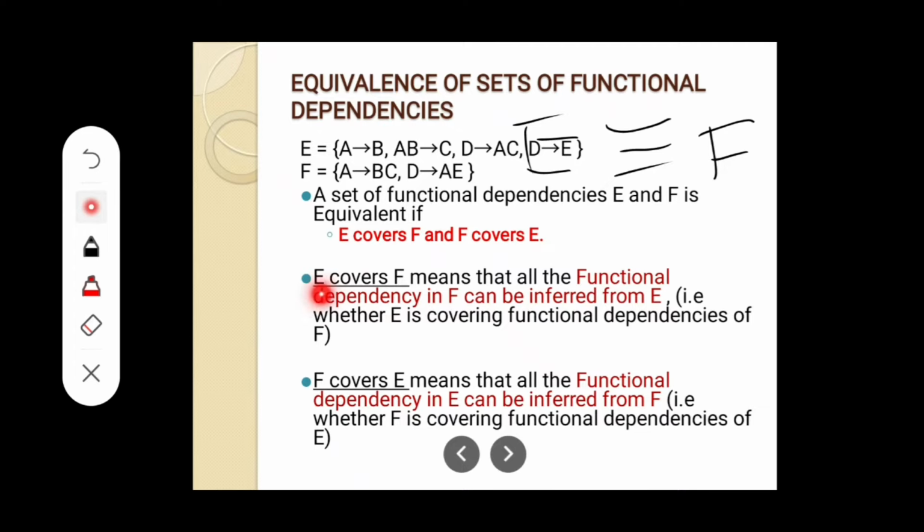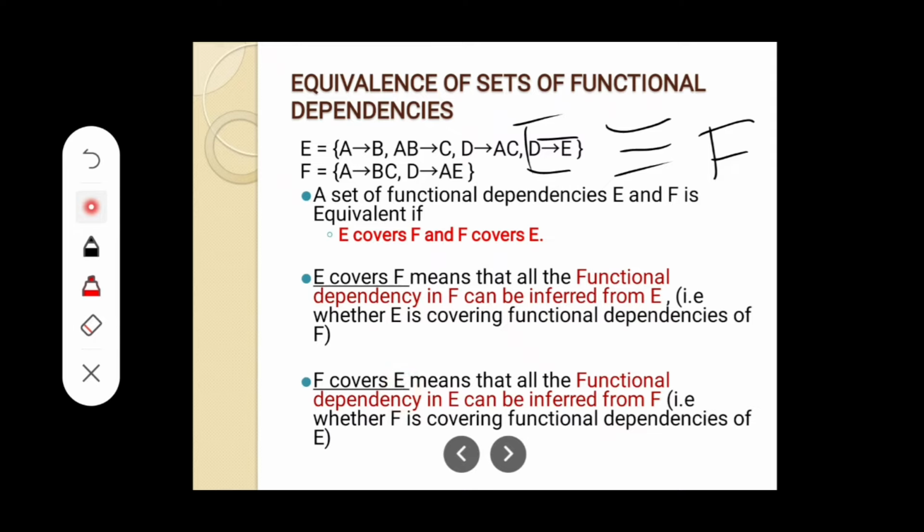So always remember, when we say E covers F, we try to derive the functional dependencies of F using E. Similarly, when we say F covers E, we try to derive the functional dependencies of E using F. E covers F also means whether E is covering all the functional dependencies of F. Similarly, F covers E means whether F is covering all the functional dependencies of E.